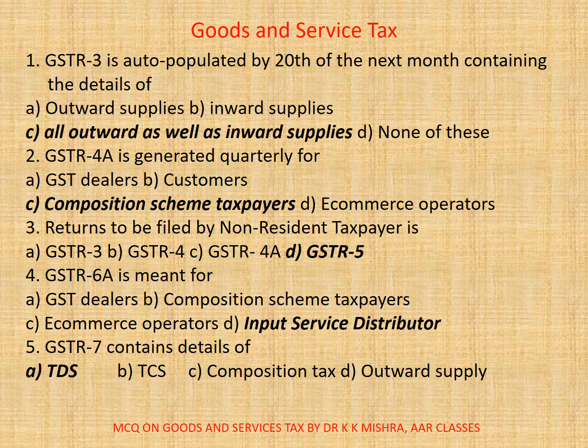GSTR 5. 4. GSTR 6A is meant for A. GST dealers, B. Composition scheme taxpayers, C. E-commerce operators, D. Input service distributor. The correct option is D. Input service distributor. 5. GSTR 7 contains details of A. TDS, B. TCS, C. Composition tax, D. Outward supply. Here correct option is A.